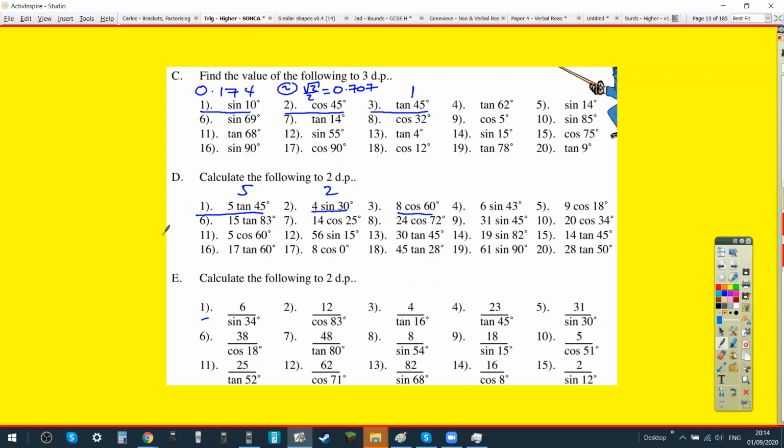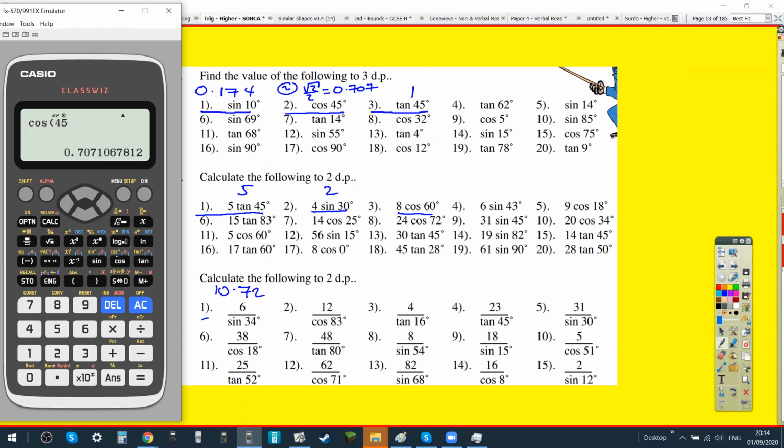Do you get an error? No. It gave me an answer. Go on. I got 10.72. Yeah, so you just close the bracket with that one.